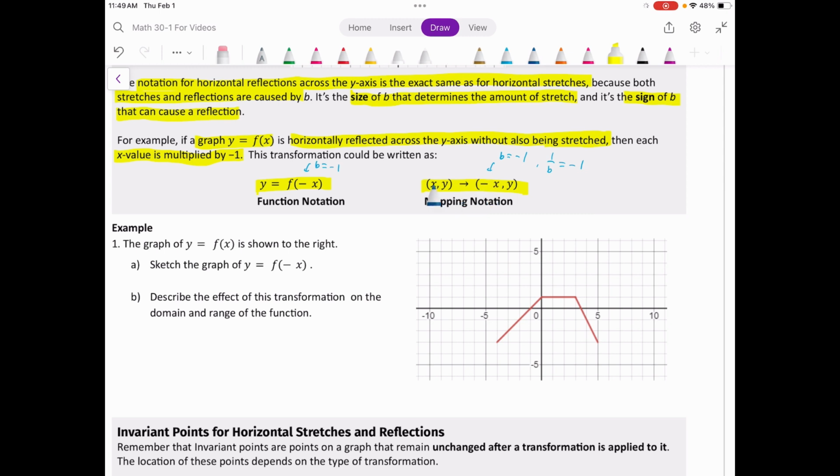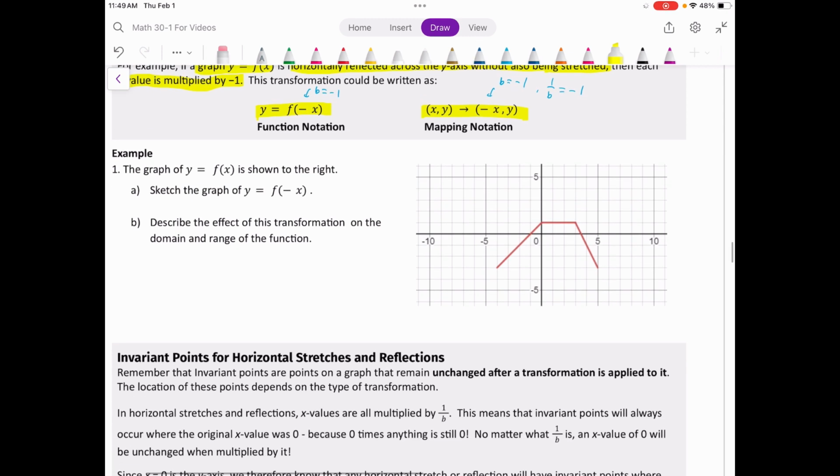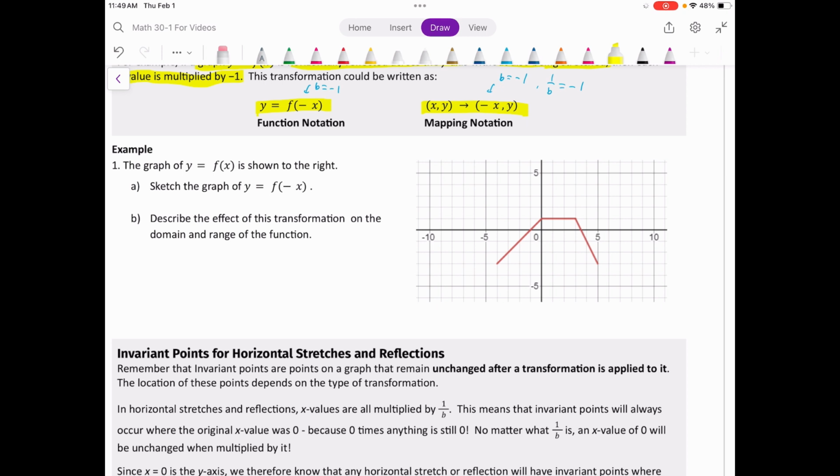If it was positive, now it's negative. If it was negative, now it's positive, because a negative would be positive. Okay, let's try this one out. The graph of y equals f of x is shown to the right. Sketch the graph of y equals f of -x.